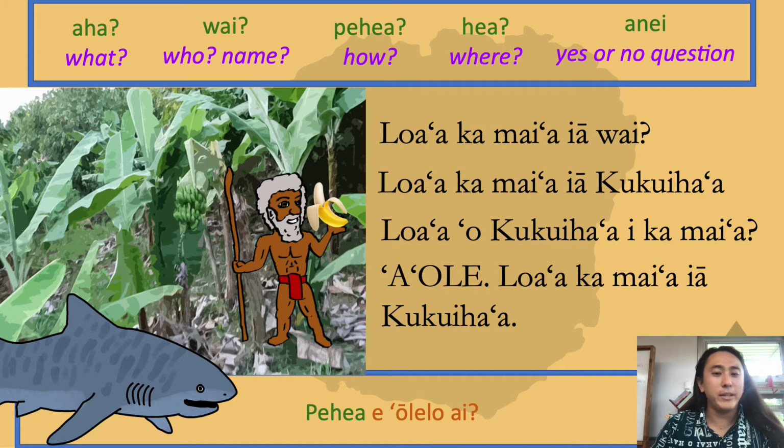Don't forget, it's a little bit different than we say in English. The banana was gotten by kukui haa. Loa ka mai'a ia kukui haa.